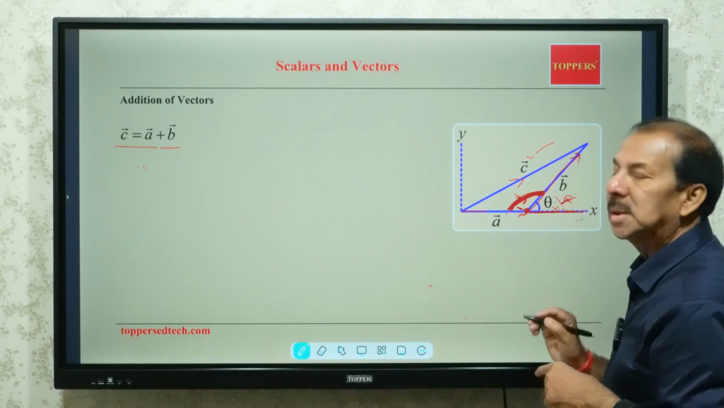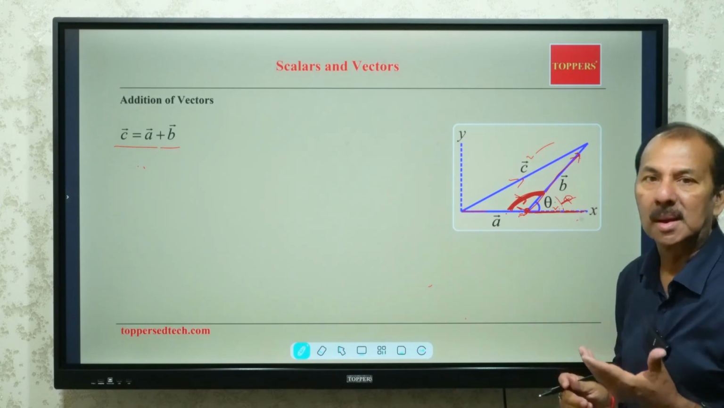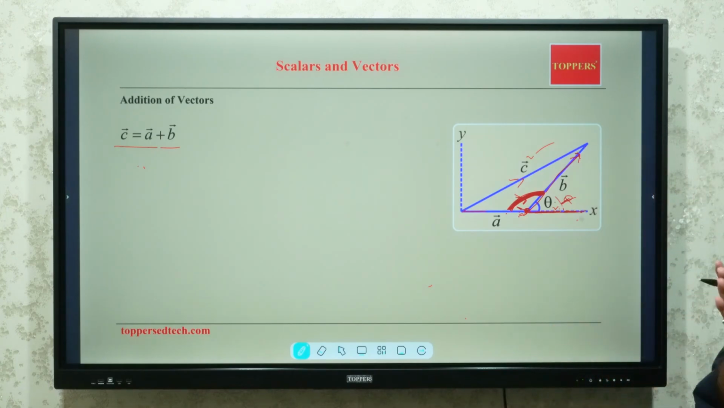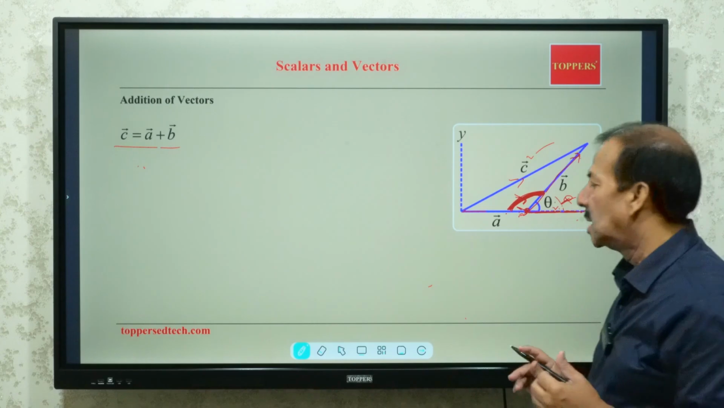So this becomes positive. It means all the conditions are satisfied. So we have to meet the condition, and then only we can measure this angle theta. I hope this is clear.